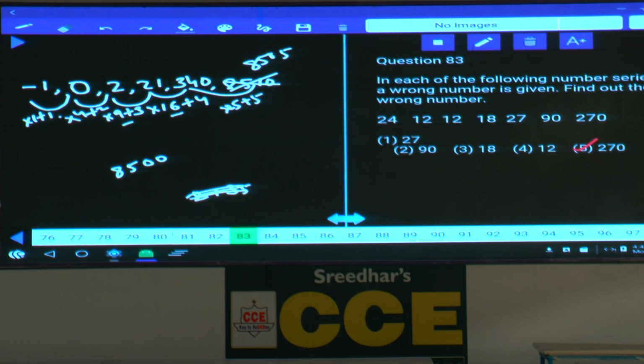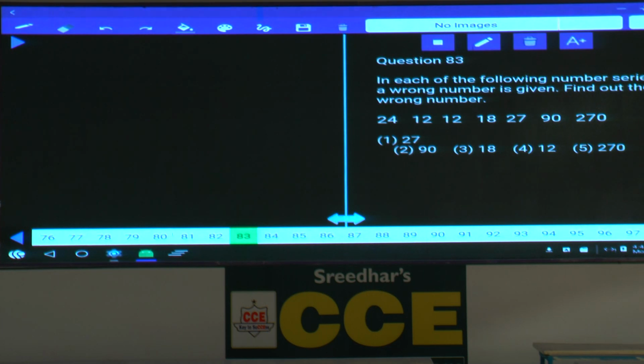Then question number 83. Now the numbers are multiplied with 1 square, 2 square, 3 square, 4 square, 5 square, and 1, 2, 3, 4, 5 are added. Into 1 square plus 1, into 2 square plus 2, into 3 square plus 3, into 4 square plus 4, into 5 square plus 5. Then 83, 24 and 12 can be written as 24. Whenever the number decreased by once, it must be 0.5. 24 into 0.5 is so much? 12, and 12 into 1. 12 into 1 is 12, and 12 into 1.5. 12 into 1.5 is 18.